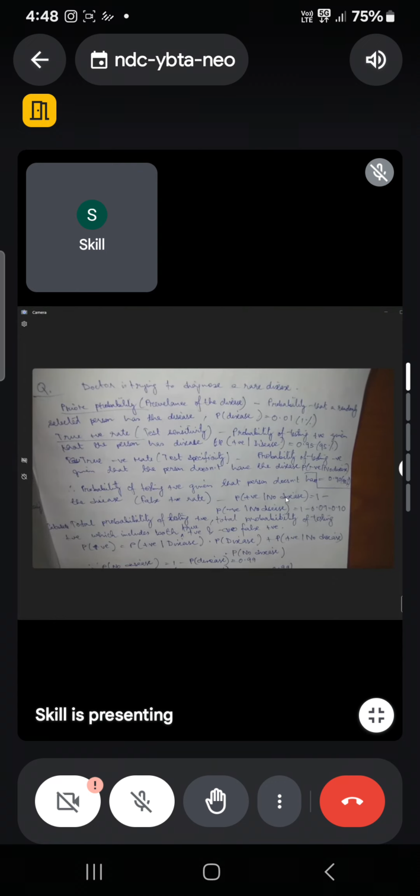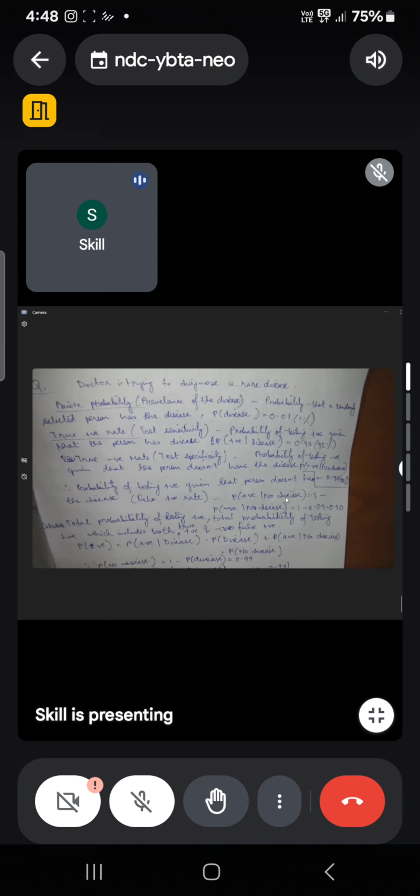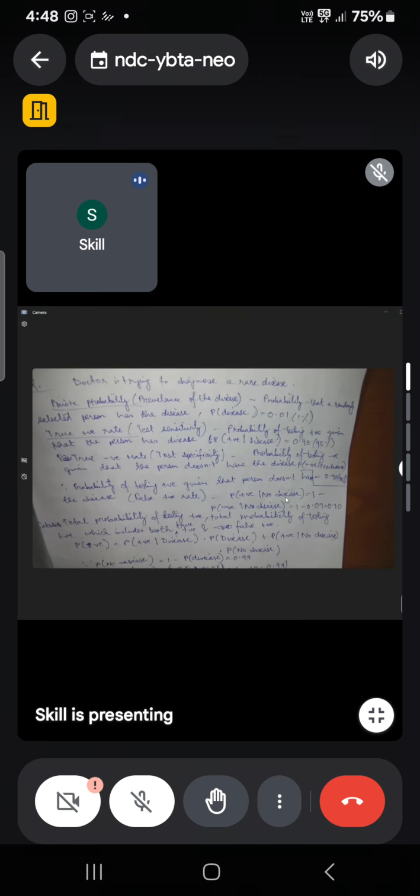And the true positive rate or test sensitivity is the probability of testing positive given that the person has the disease, that we write as P positive given disease equals 0.95 or 95%. Then the true negative rate or test specificity is the probability of testing negative given that the person does not have the disease, denoted as P negative given no disease equals 0.90 or 90%.